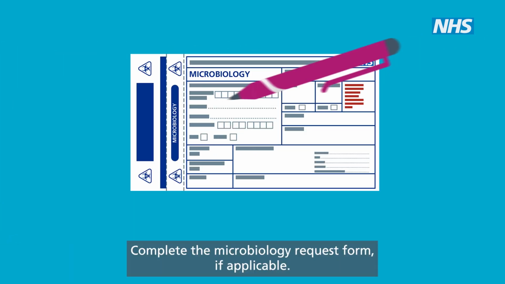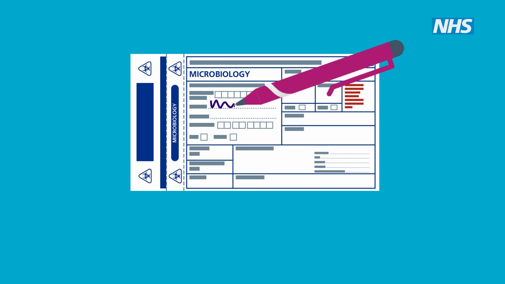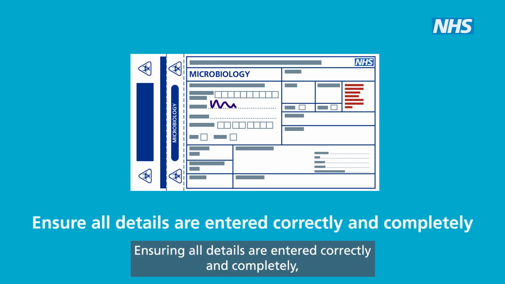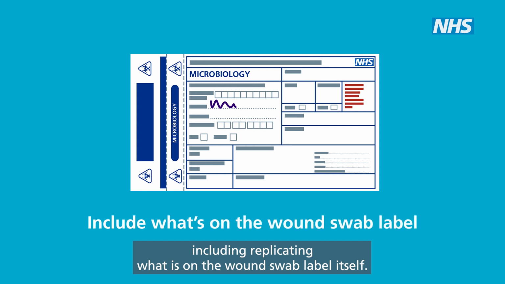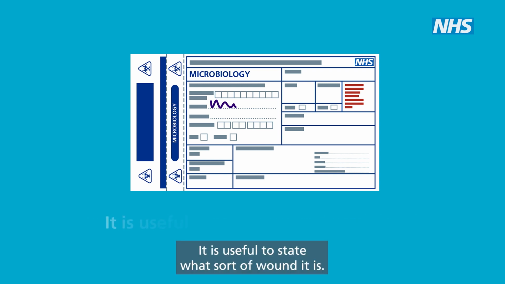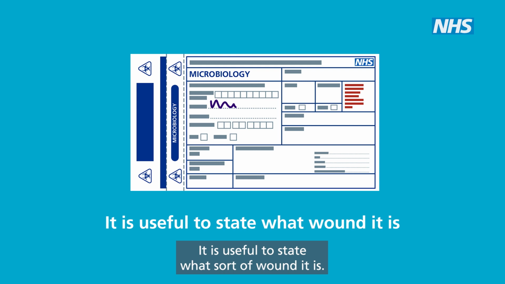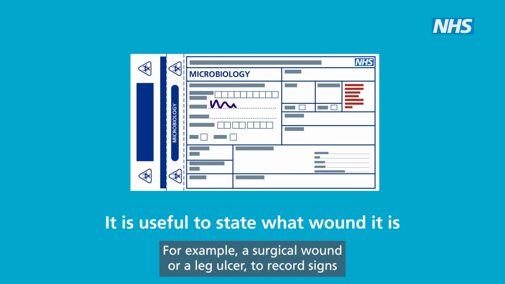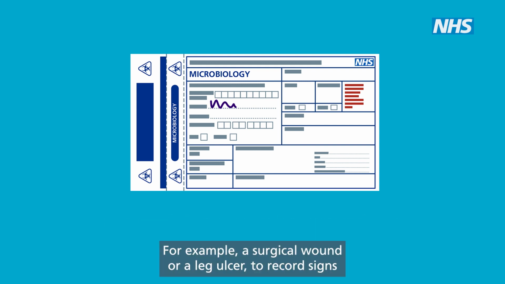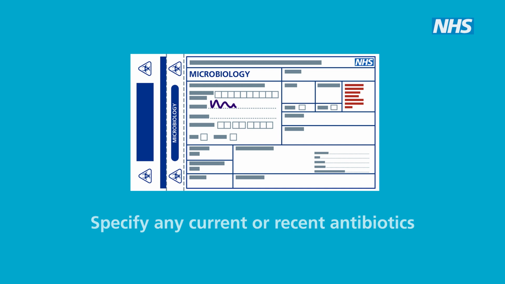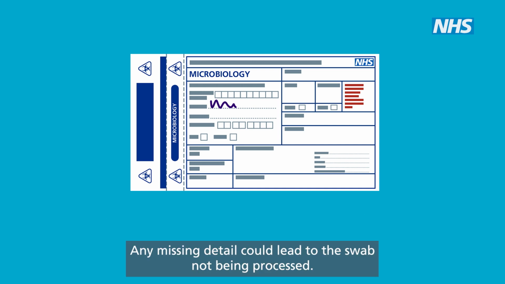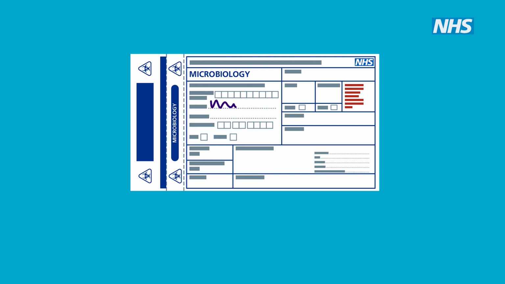Complete the microbiology request form if applicable, ensuring all details are entered correctly and completely, including replicating what is on the wound swab label itself. It is useful to state what sort of wound it is, for example, a surgical wound or a leg ulcer, to record signs or symptoms of infection, and to specify any current or recent antibiotics. Any missing detail could lead to the swab not being processed.